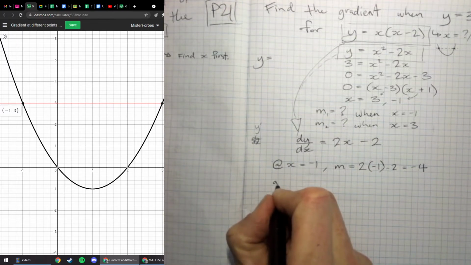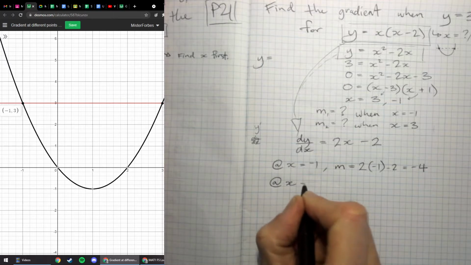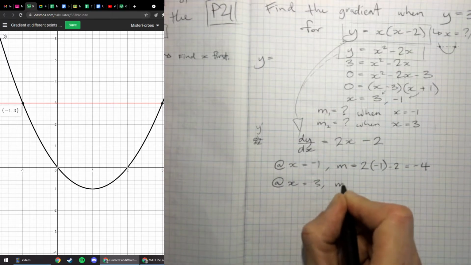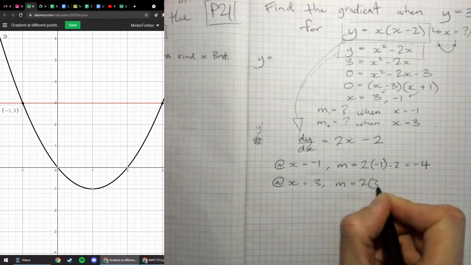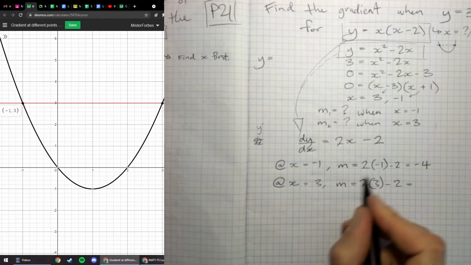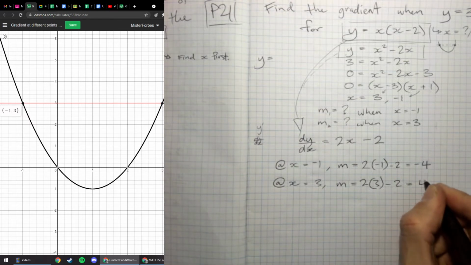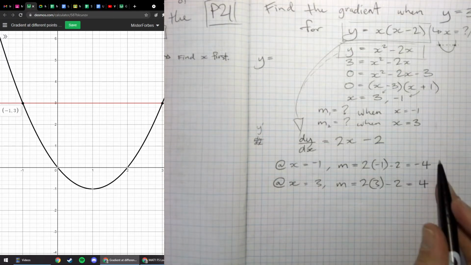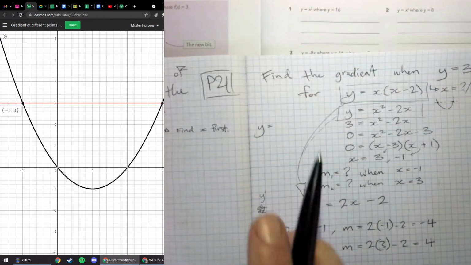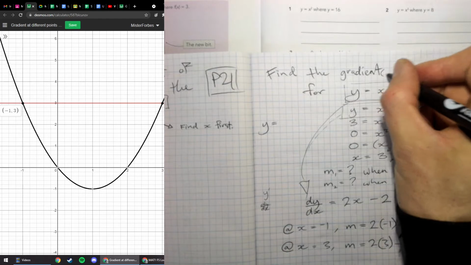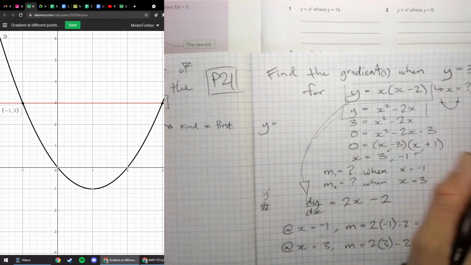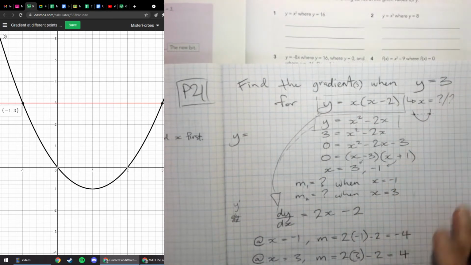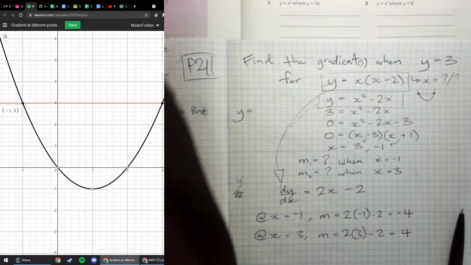Now let's find the other one. At x equals 3, m equals 2 times 3 minus 2 equals 6 minus 2, which is 4. So it's found two gradients. When it says find the gradient, I probably should have made that find the gradients when y equals 3. Let's have a look at the picture.